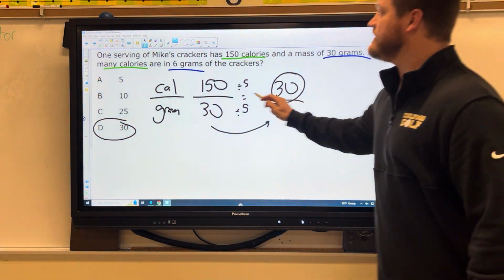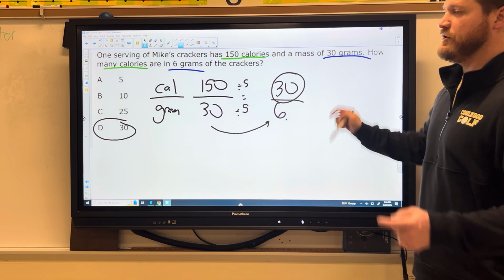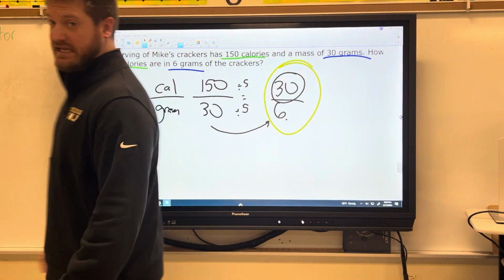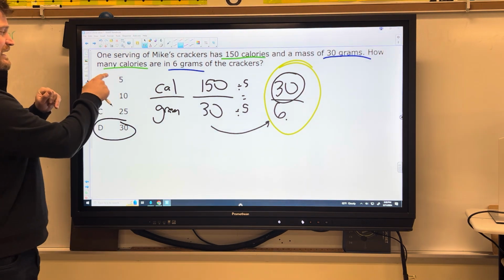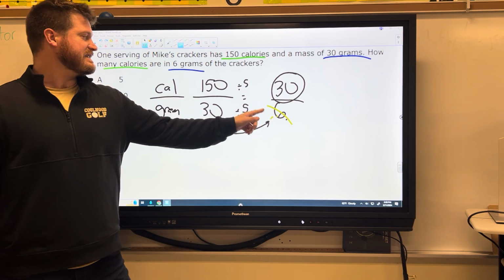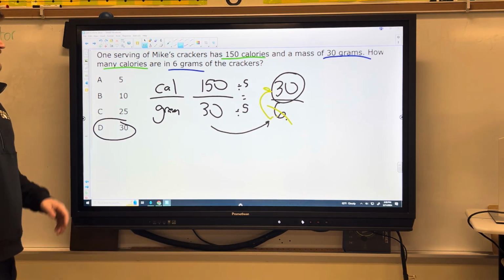Now remember, when we do these ticket problems, the answer is either going to be the numerator or the denominator. It's not the whole thing. Because if you did 30 over 6, you would get 5. And notice that's an answer choice. That is not correct. It says in 6 grams there are 30 calories.